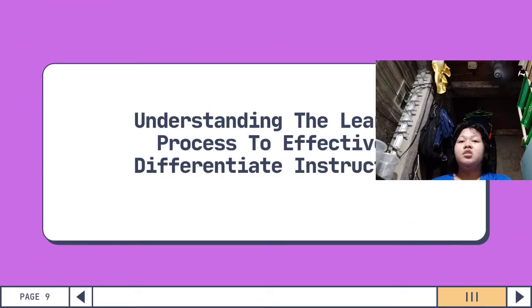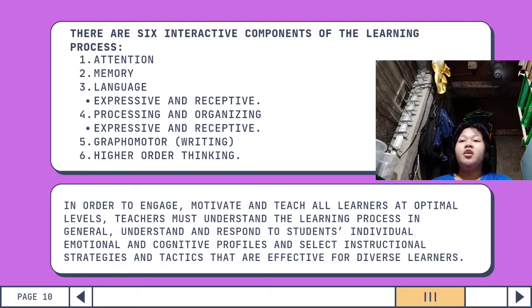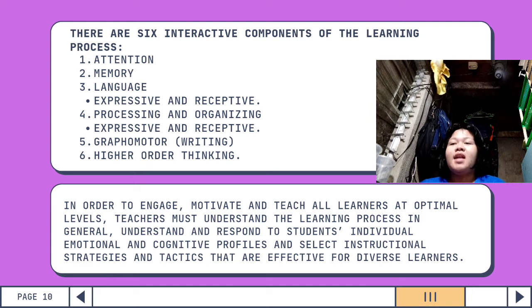Understanding the learning process to effectively differentiate instruction. There are 6 interactive components of the learning process. First, attention. It is easier for most of us to pay attention to the things that are interesting or exciting to us. It's difficult for most of us to pay attention to things that are not. Second, memory. It is important to remember that when a student understands something, it does not guarantee that he will remember it. Third, language. Language is the primary means by which we give and receive information in school.